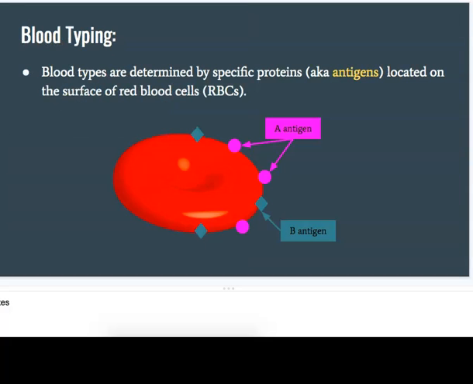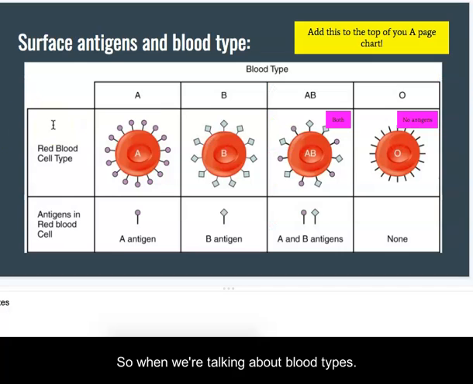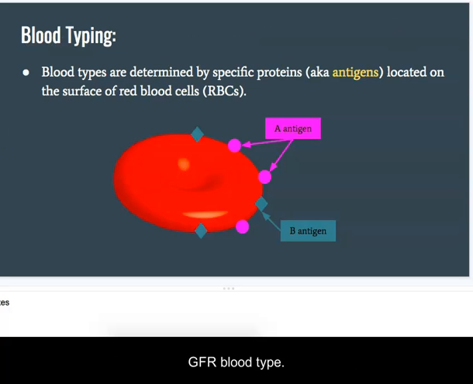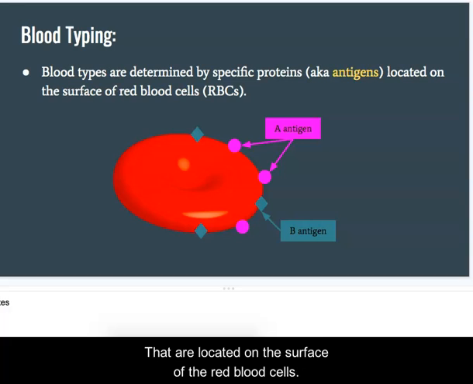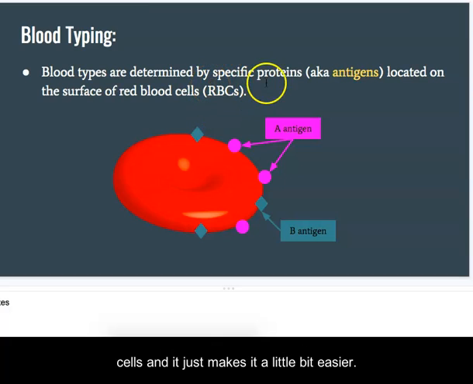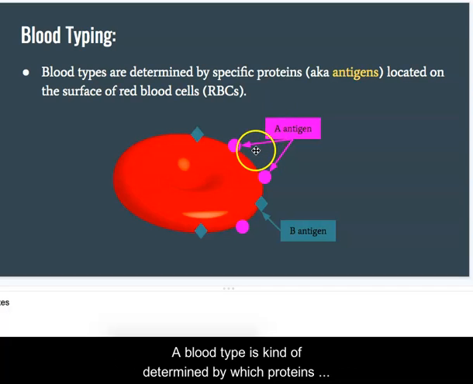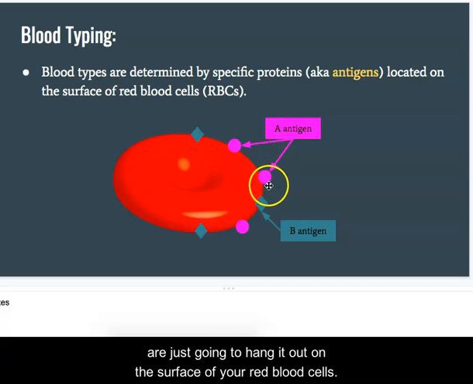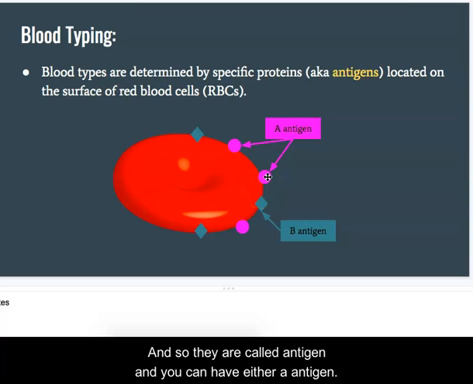All right. So when we're talking about blood types, blood types are determined by specific proteins, which are called antigens in this case, that are located on the surface of the red blood cells. For ease, we're going to call red blood cells RBCs. That's the common abbreviation for red blood cells, and it makes it a little bit easier. But a blood type is determined by which proteins are hanging out on the surface of your red blood cells. And so they are called antigens.